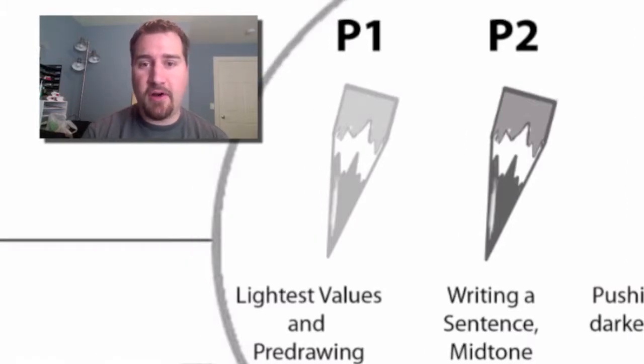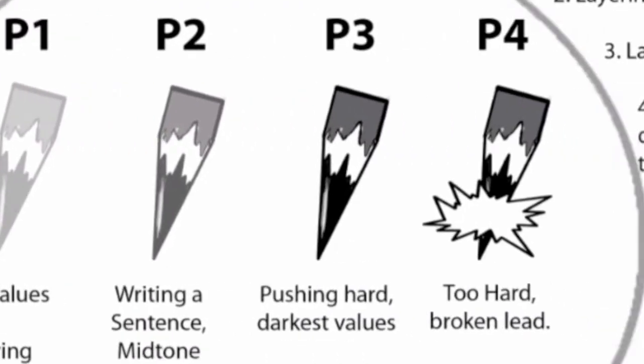Pressure 2 is how hard you push when you write a sentence. It's also how hard you push about when you're applying your mid-tone. Pressure 3 is when you're applying your darkest values. Think of pressure 3 as the absolute hardest you can push on your paper before your lead breaks. And pressure 4 is when you've pushed too hard. Your lead has broken or you've torn the paper.